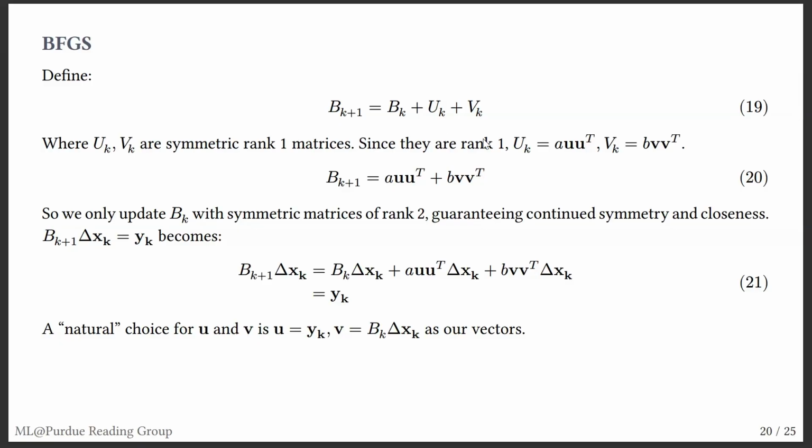And since both of them are rank 1, you can actually make them outer products, because the outer product results in a rank 1 matrix that's symmetric. And so then you just multiply them by a scalar, and this should have a B of k.